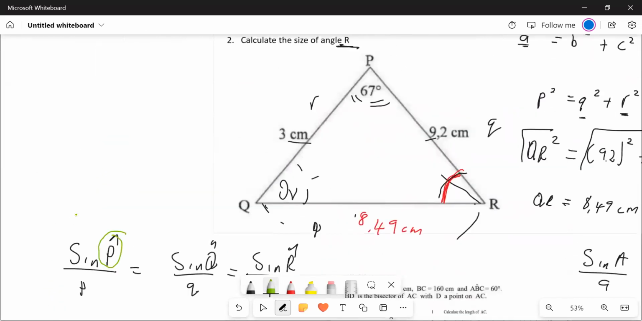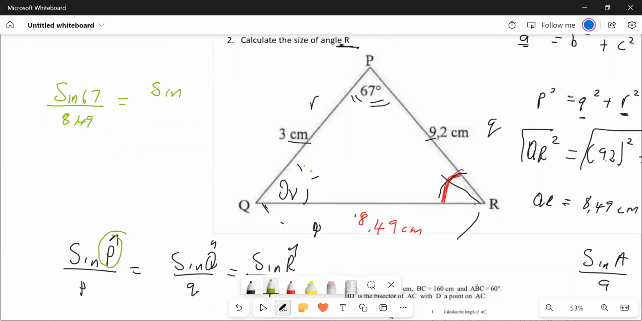What is P? 67. Okay, let's put it here so that you see. We're going to write this as the sine of 67 all over small letter p. What is small letter p? It's 8,49. This is going to be equal to sine.